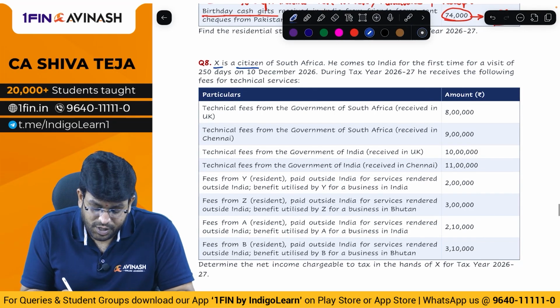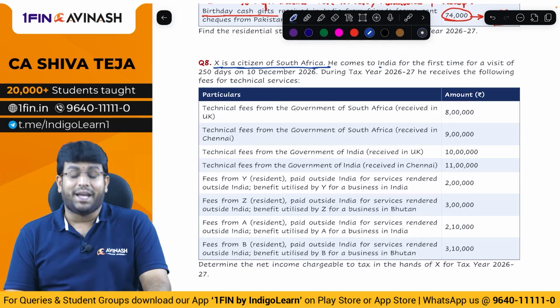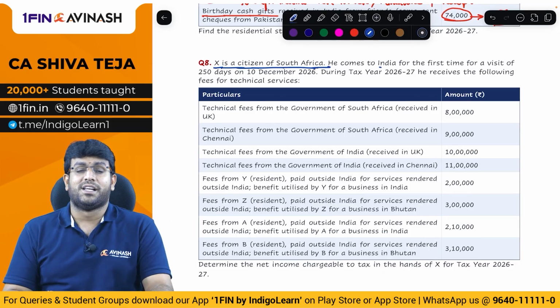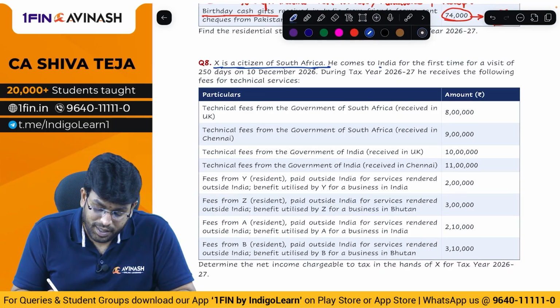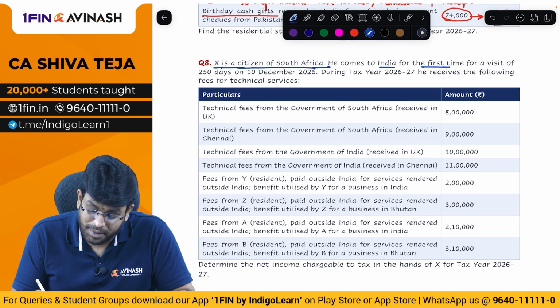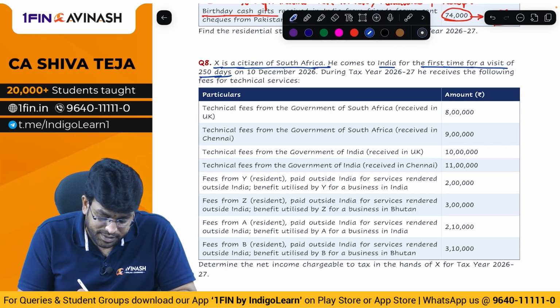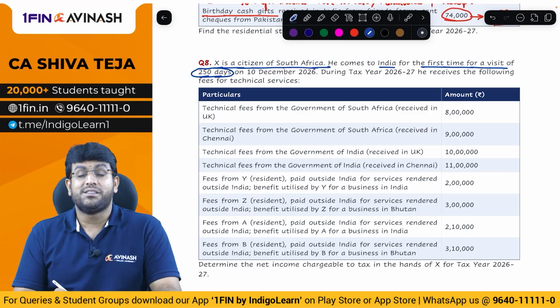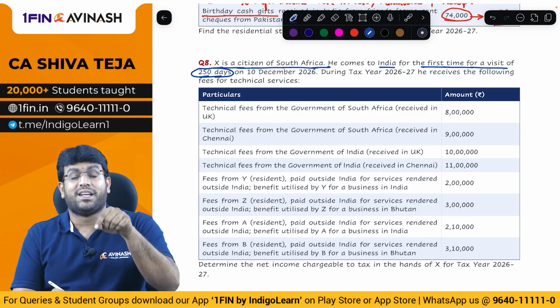X is a citizen of South Africa. That means what? He is not an Indian citizen. If he is not an Indian citizen, special case will not apply. He comes to India for the first time for a visit of 250 days. He would have come for 250 days, but during the tax year, how many days is there? That is important.